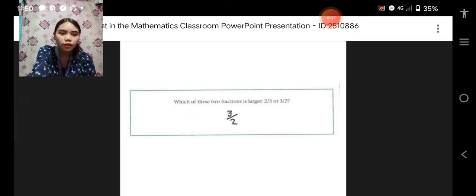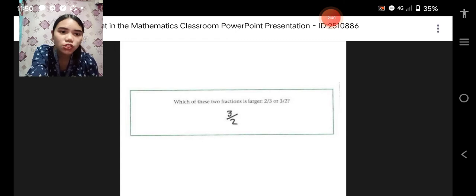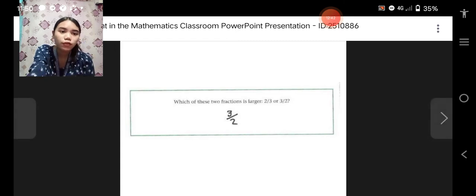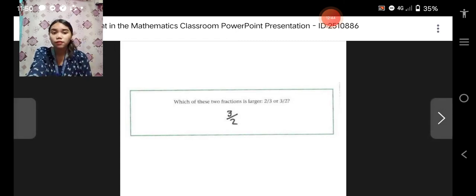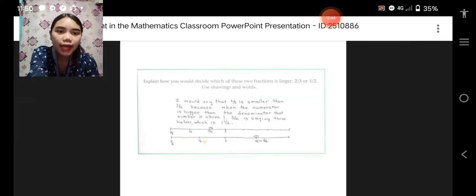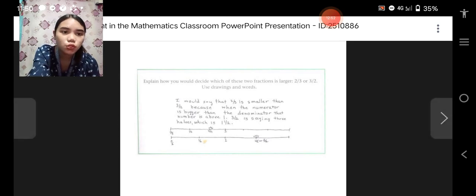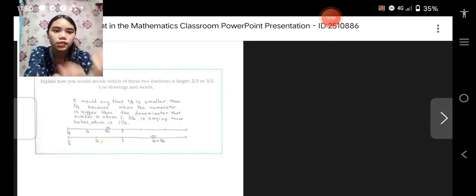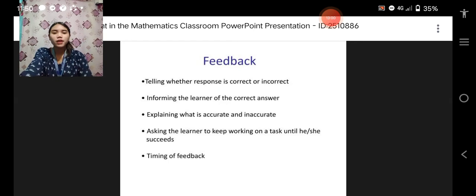So which of these two fractions is larger, 2 over 3 or 3 over 2? Yes, of course, the 3 over 2. So explain how you would decide which of these two fractions is larger, 2 over 3 or 3 over 2. Use drawings and words. So we also have the feedback.